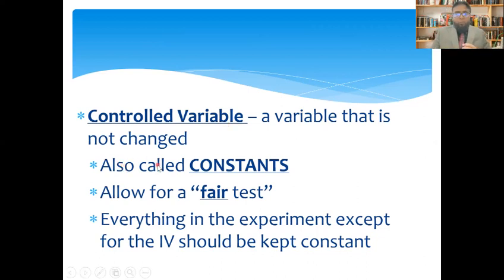Everything in the experiment except the independent variable should be kept constant. The independent variable has to be changed, as I've told you, by the scientist. The control variables have to be kept constant, and the dependent variable changes automatically due to the independent variable.